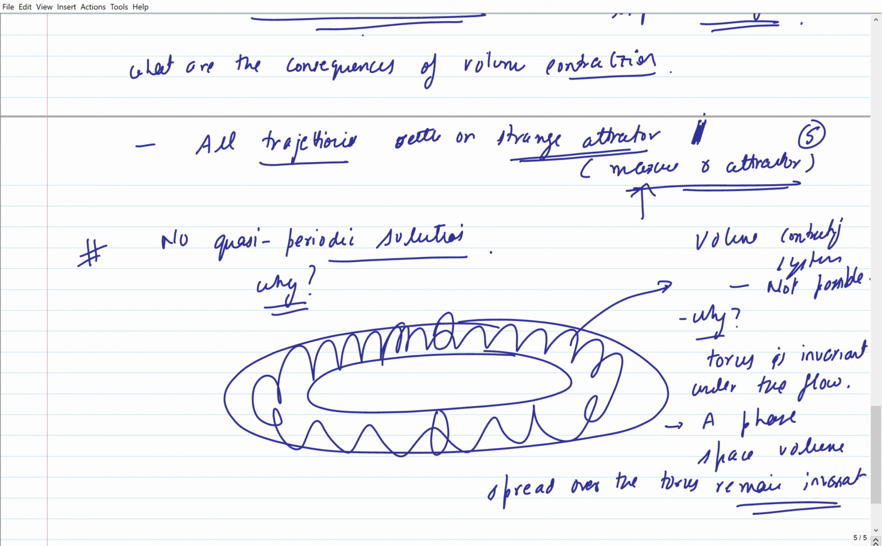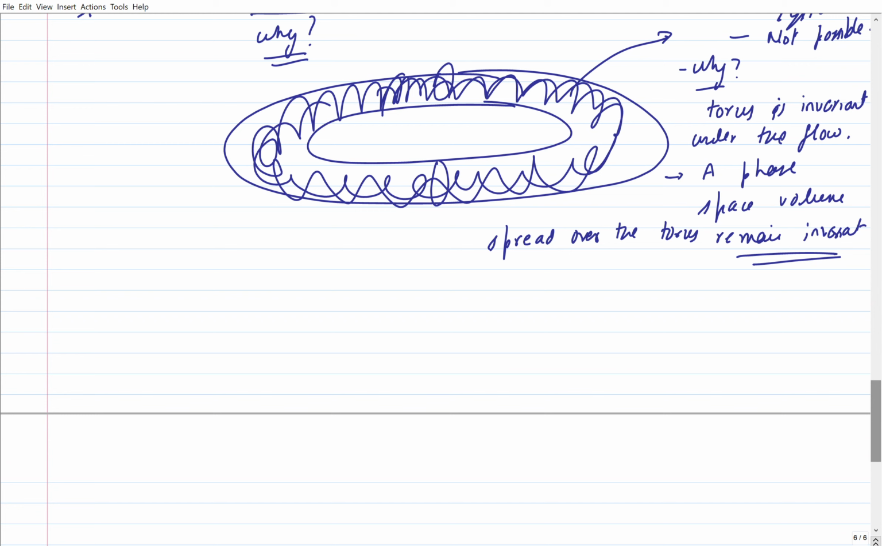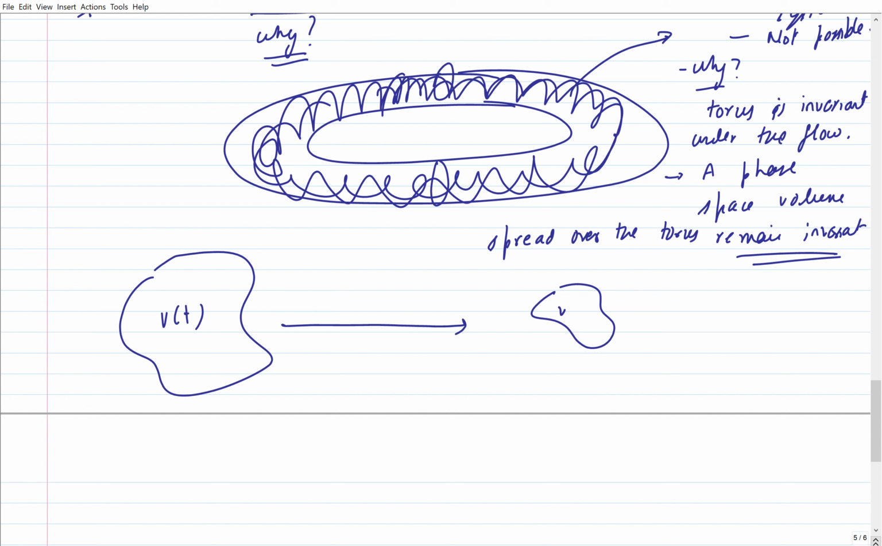So I hope you understand the argument. The argument is that quasi-periodic solutions lie on a torus, and that torus is invariant under the flow, but that cannot happen for a volume contracting map. For a volume contracting map, if I have the initial volume Vt, it has to shrink down. Vt goes to 0 as t goes to infinity. I start with an initial condition which is the entire volume, and it is going to shrink.